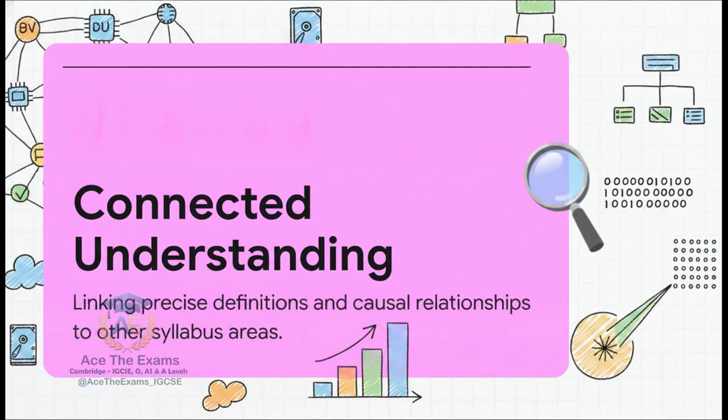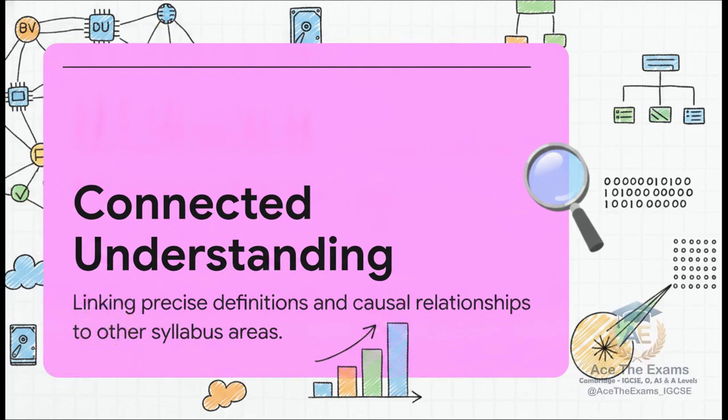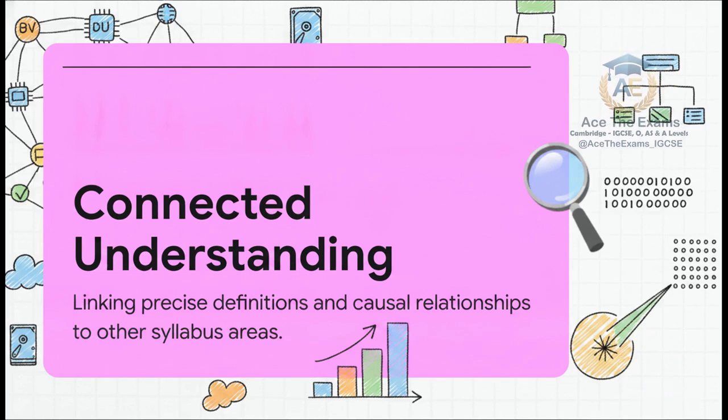And that brings us to connected understanding. This is the ability to link precise definitions and causal relationships to other areas of the syllabus. The theoretical architecture of a laser printer doesn't just exist in a vacuum, right? Principal examiner reports continually confirm this one fact. Candidates who reference cross-topic connections achieve significantly higher marks. For instance, if you're answering a question on a laser printer's data reception and you suddenly connect that to fundamental binary representations, or you start talking about hardware system interrupts, you are instantly signaling to the examiner, hey, I haven't just memorized this page, I actually understand how this entire computer system functions together. That is how you unlock the highest mark bands.